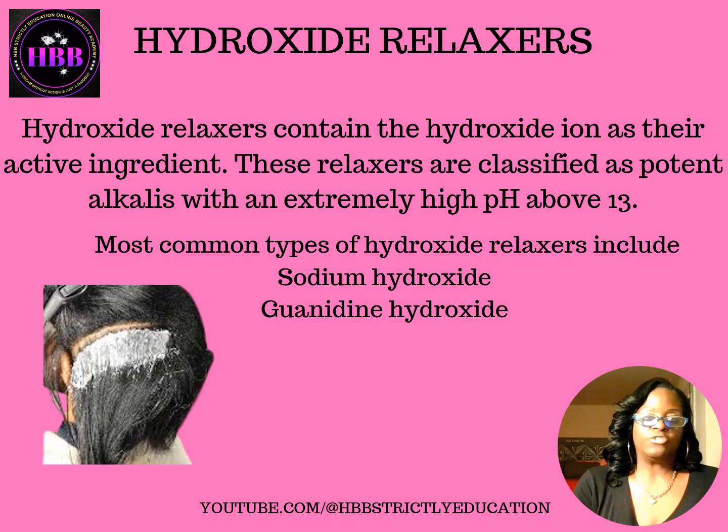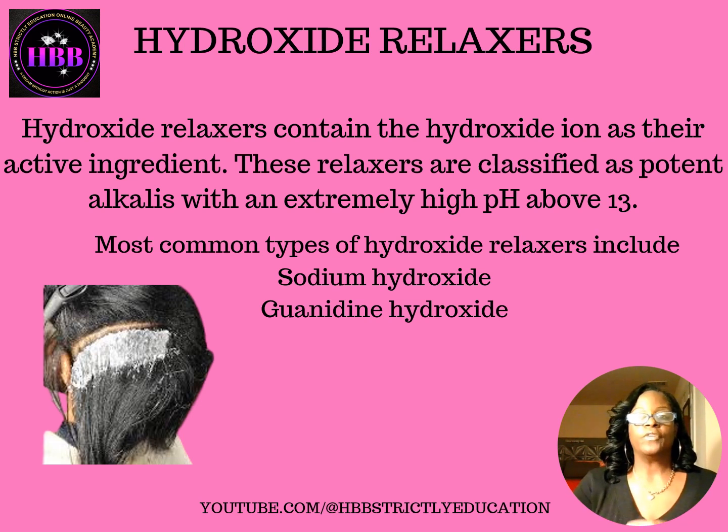Hydroxide relaxers. Hydroxide relaxers contain the hydroxide ion as their active ingredient. These relaxers are classified as potent alkalis with an extremely high pH above 13. Most common types of hydroxide relaxers include sodium hydroxide and guanidine hydroxide. Okay, now I want you to know we're talking about sodium and guanidine because those are the most commonly used relaxers. But there are other relaxers such as lithium, potassium, and calcium. So I want you to understand that.